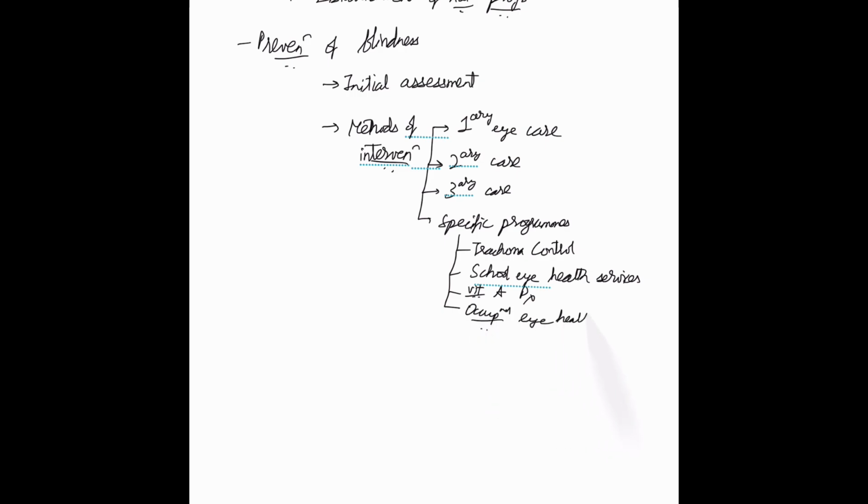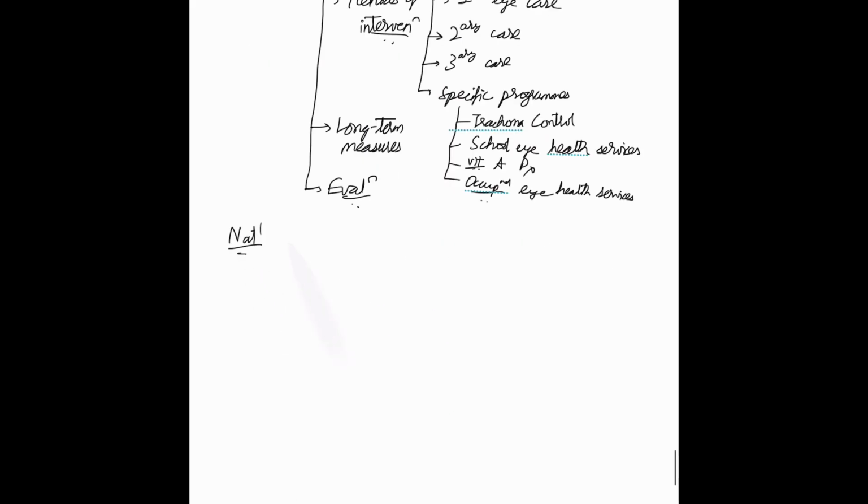Along with other long-term measures and evaluation, we can help prevent blindness. There's also a small note on the national and international agencies, NPCB VI, Vision 2020, that's the right to sight, and Global Eye Health Action Plan 2014 to 19.